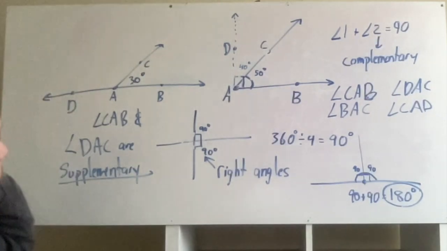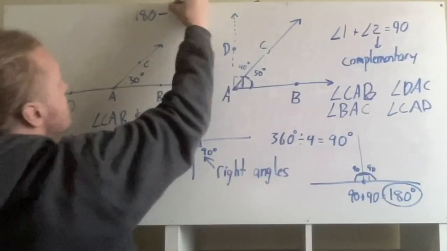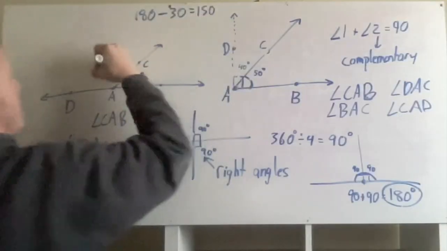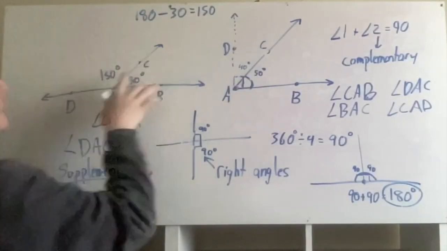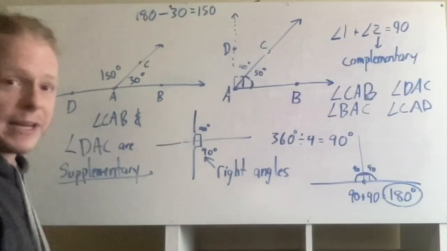Right? Well, we can just do 180 minus 30, which would get me 150, right? So because I know these two have to add up to 180, I can figure out what this angle measurement is.